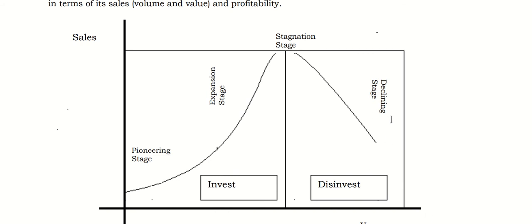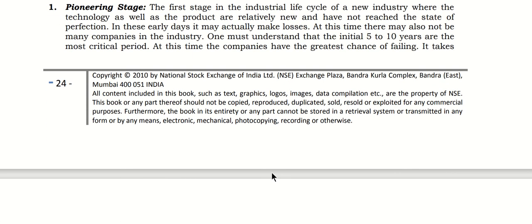So when you are investing in the market, you should pick an industry which is at the pioneering or expansion stage, and very wisely you have to understand at which stage the industry is. Maybe it is at pioneering or expansion, you have to understand. And you have to understand when it has reached its stagnation stage. It is your personal understanding of the market, your personal judgments, your understanding matters a lot in understanding the industry life cycle.